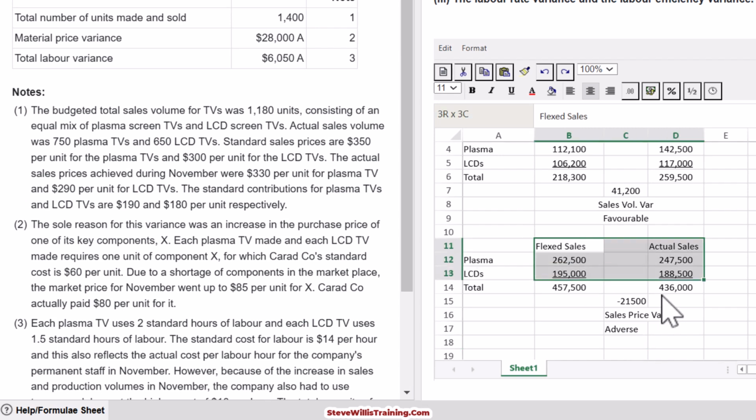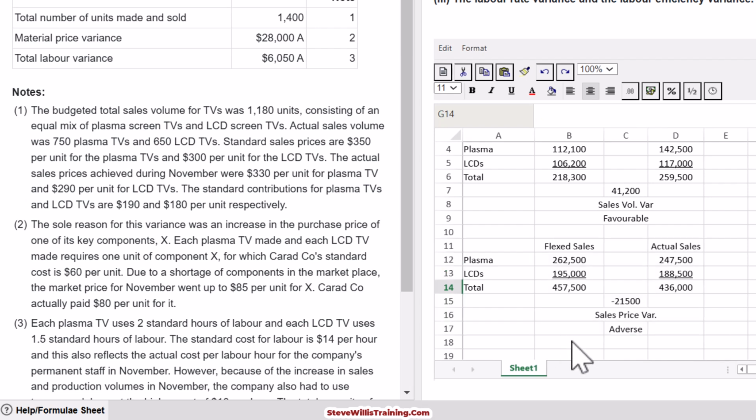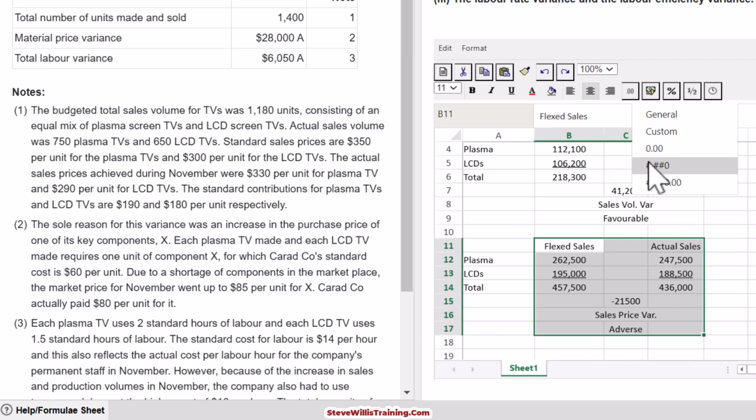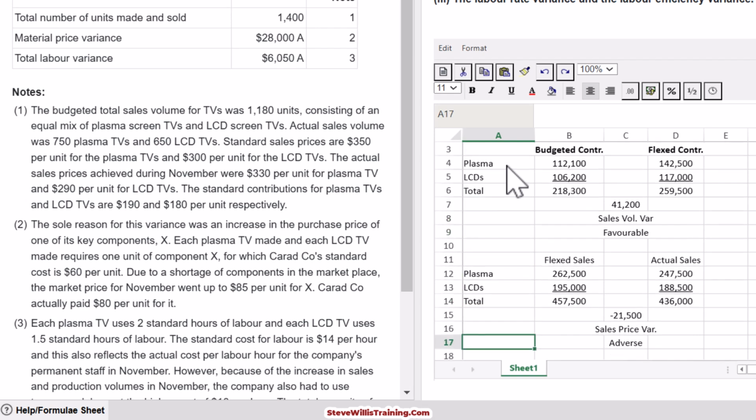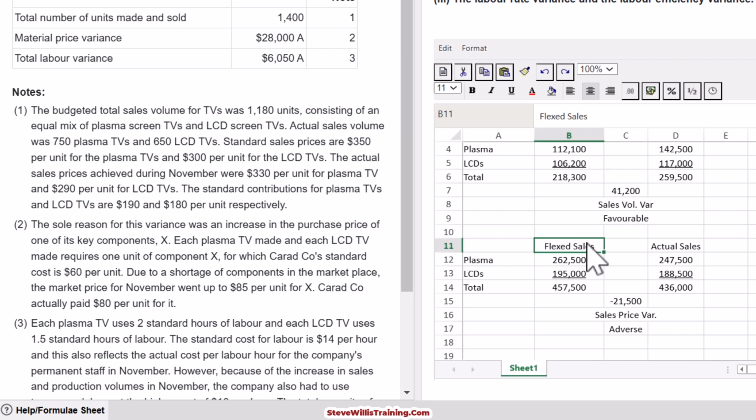And let's center all of that up. I think I forgot to grab one. I forgot to grab 1 or 2 rows there. Guys, there we have it. This is part 1. Let's label that for the marker. So there we have the sales volume variance and the sales price variance.